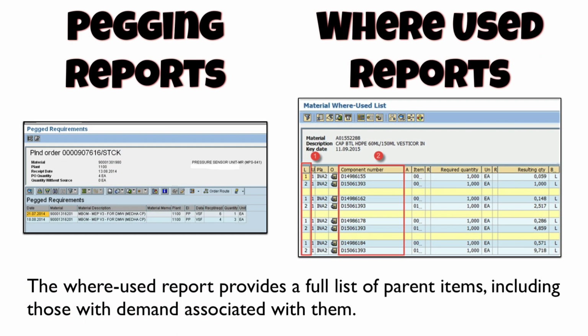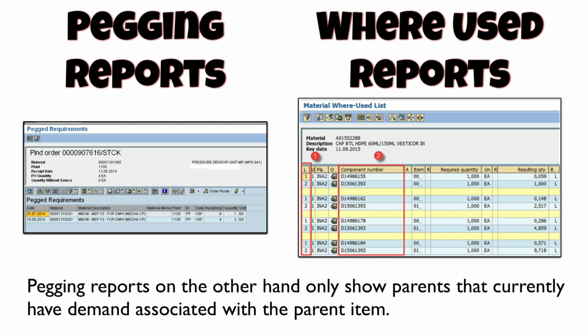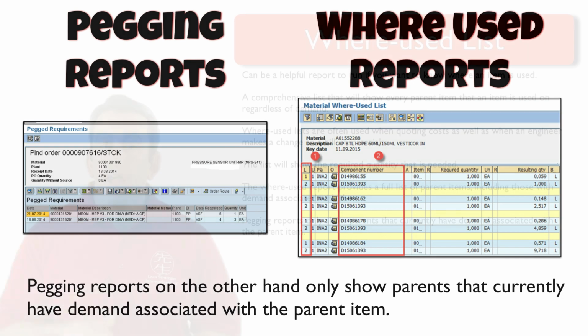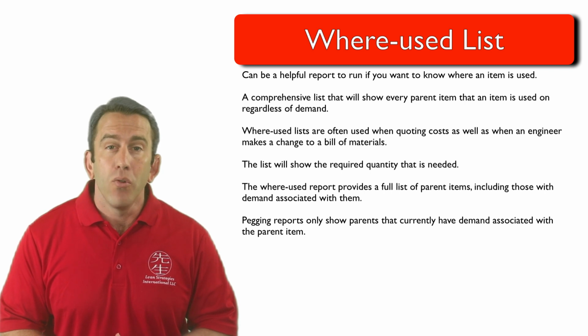The main difference between the two, other than their visual layout, is what the where used report provides: a full list of parent items, including those with demand associated to them. Pegging reports, on the other hand, only show parents that currently have demand associated with the parent item. And that's it, a where used list.